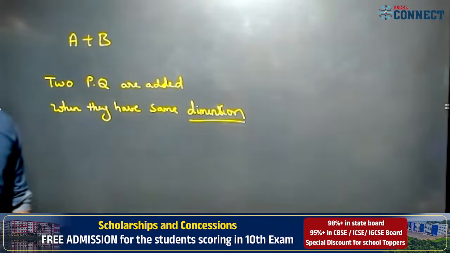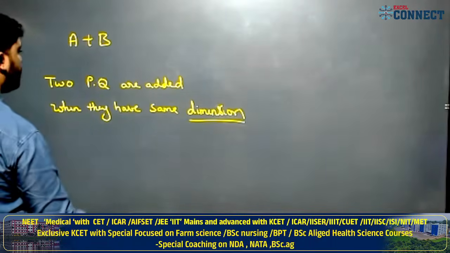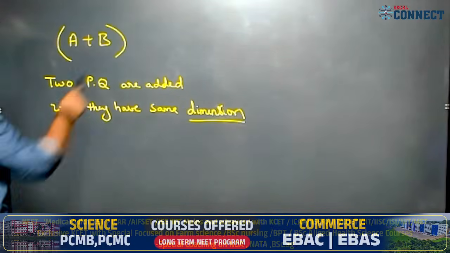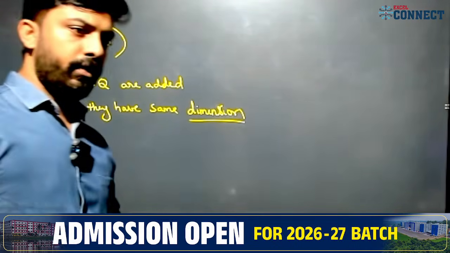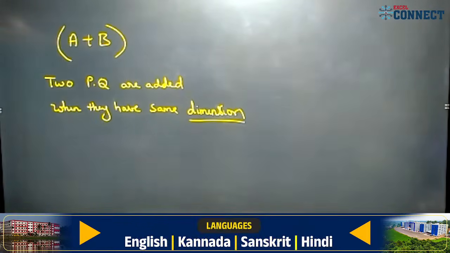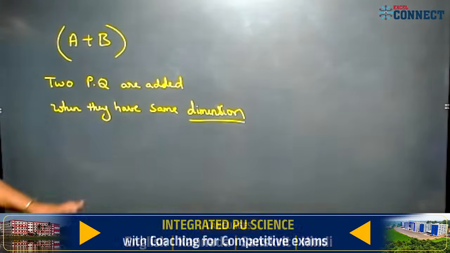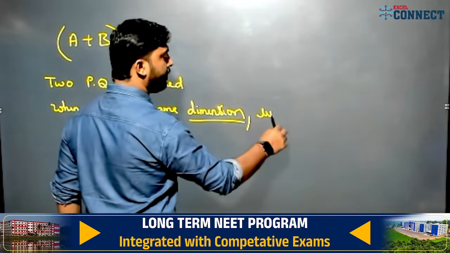Okay, remember this point. We can add two physical quantities when they have same dimension. A plus B. In physics, you will find different formulas. We can add only when they have same dimension. Also, they should have same unit.